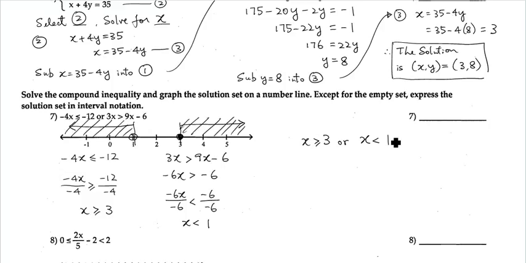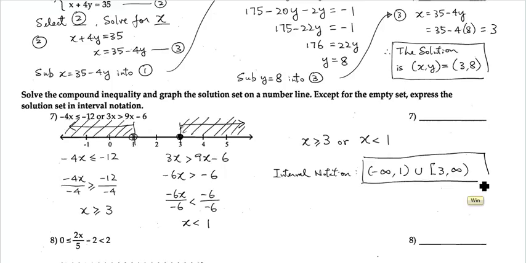So what's that mean? The interval notation is from where to where? Negative infinity all the way to 1, and then close the parenthesis and union from 3, but it's open brackets because it's including 3, all the way to infinity and close the parenthesis. And that will be my interval notation.